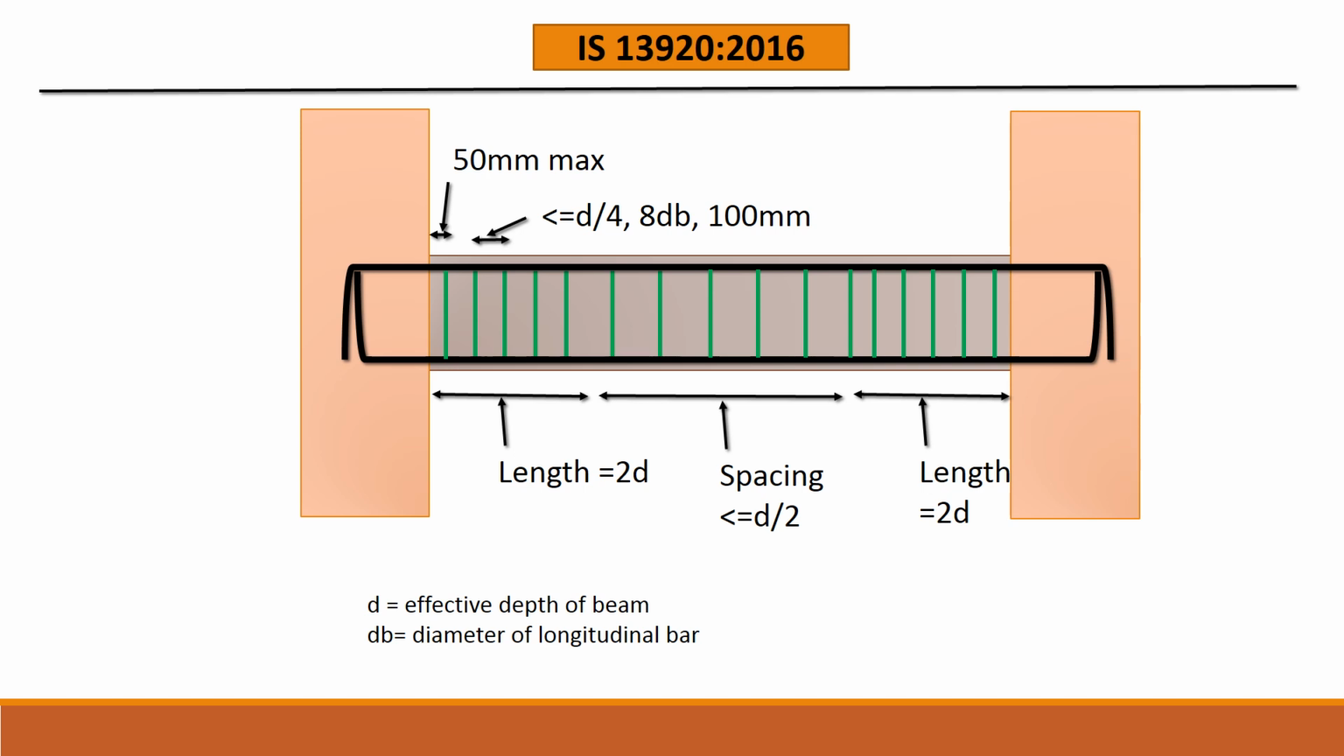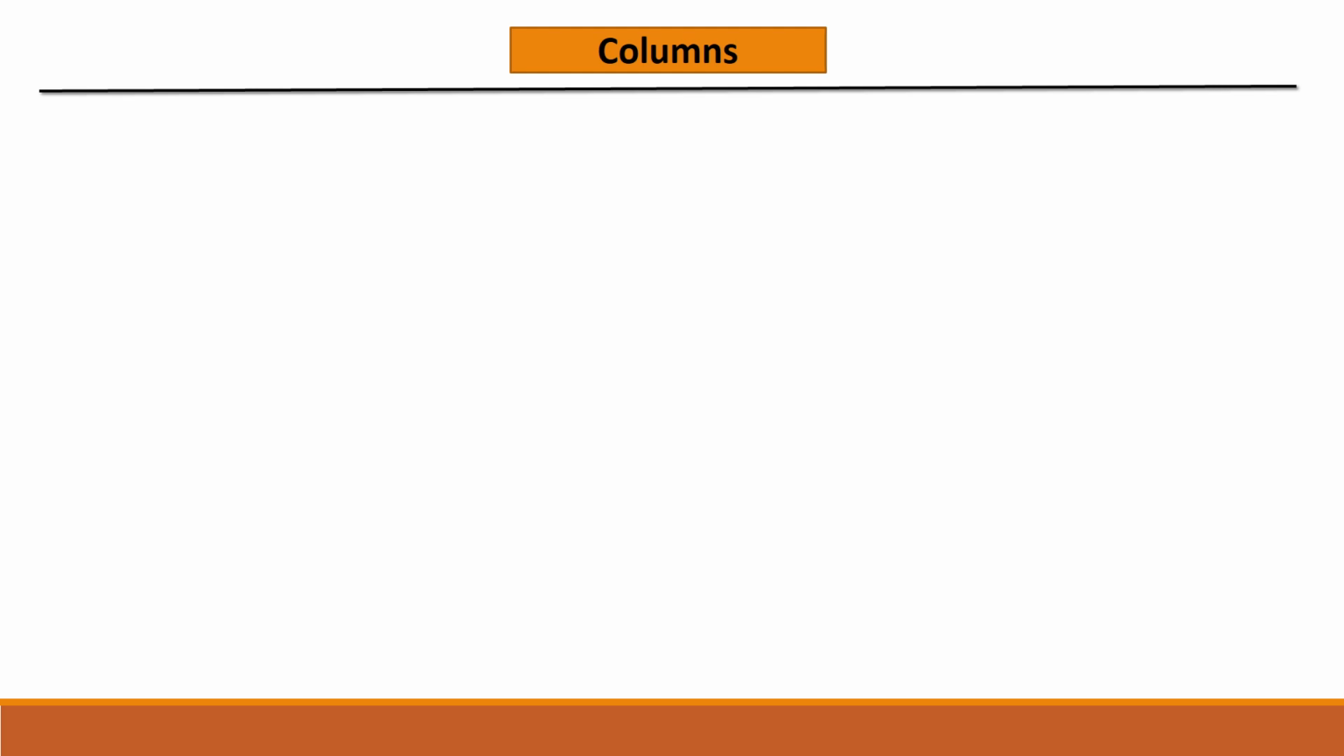As for the intermediate distance, the spacing of the transverse bars or the stirrups has to be maintained less than or equal to D by 2. The distance of the first stirrup from the column support or the column face is 50 mm at maximum. There is another criterion that is related to the columns.